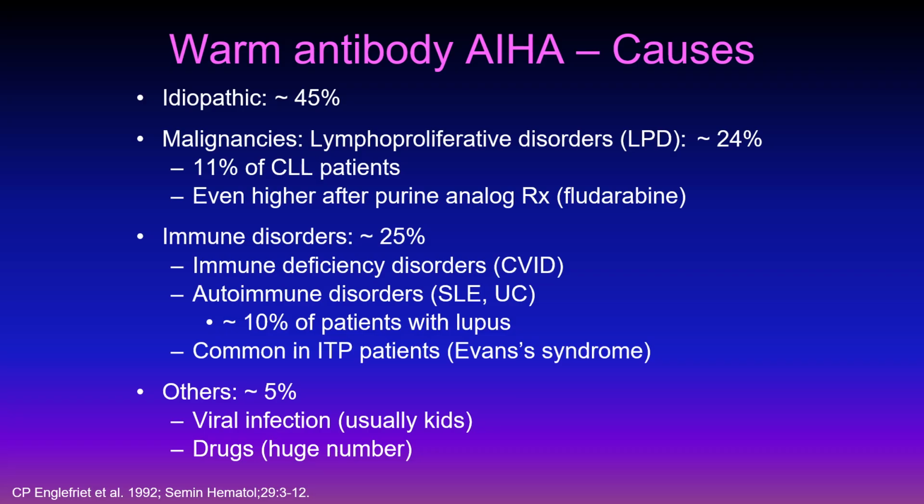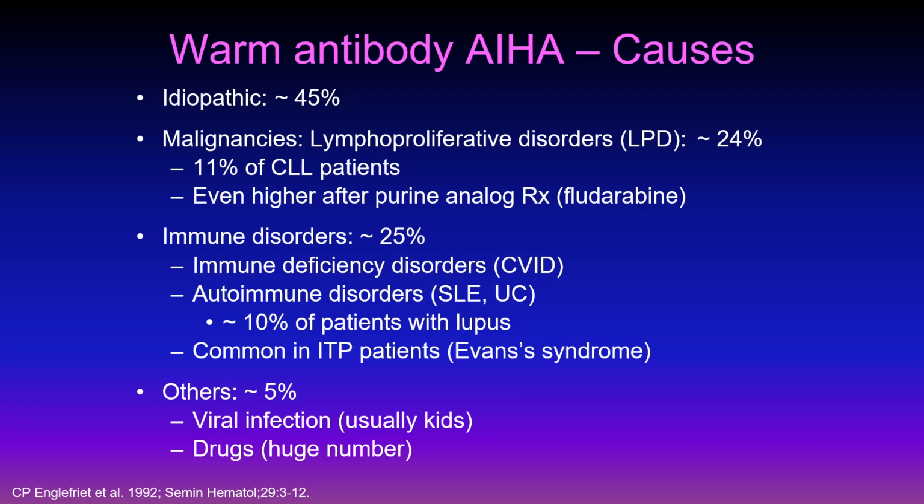Now, what causes warm autoimmune hemolytic anemia? Unfortunately, a little under half are idiopathic, when you have no idea why it's happening. Some patients have an underlying, pretty mild, lymphoproliferative disease, also called a lymphoma. This is about a quarter of all patients. It's very common in patients who have a reasonably benign leukemia called chronic lymphocytic leukemia. About 25% of patients have other autoimmune disorders, such as common variable immune deficiency, or the autoimmune disorder lupus or ulcerative colitis.